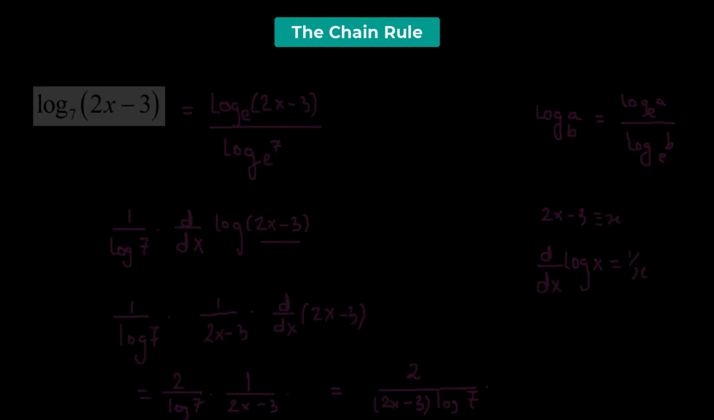Let's do another problem. So here we have 2 raised to the power of x cubed. So let's find its derivative. Now this time we are going to assume that x cubed is equivalent to x. So that means we have to find the derivative of 2 raised to the power of x, which is equal to 2 raised to the power of x times natural log of 2. So that means we should get 2 raised to the power of x cubed times natural log of 2.